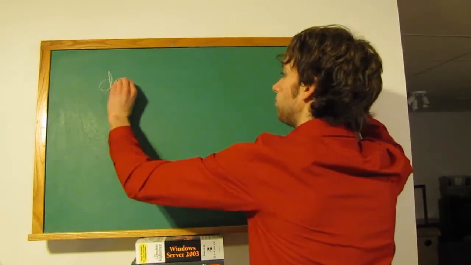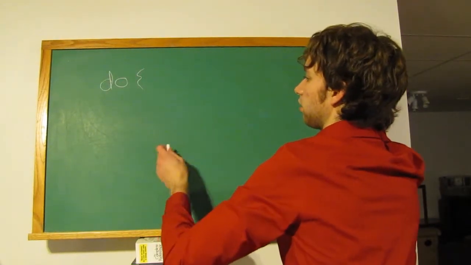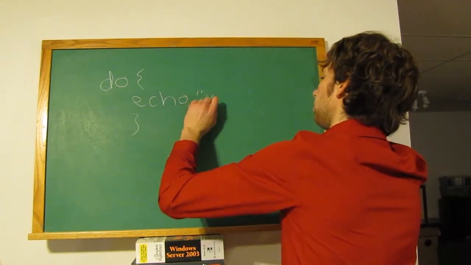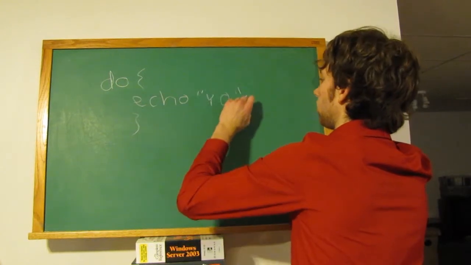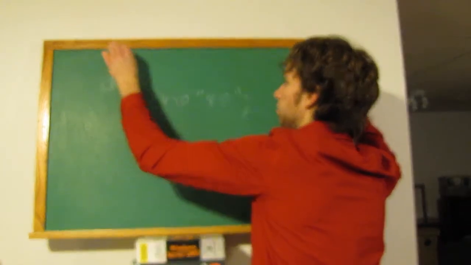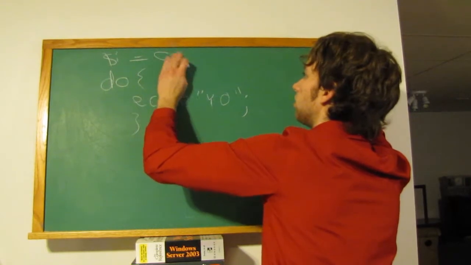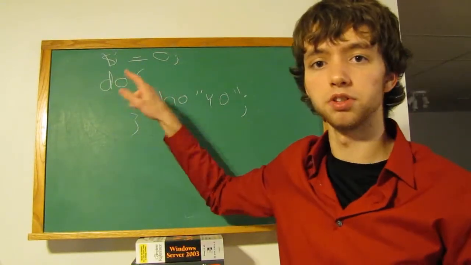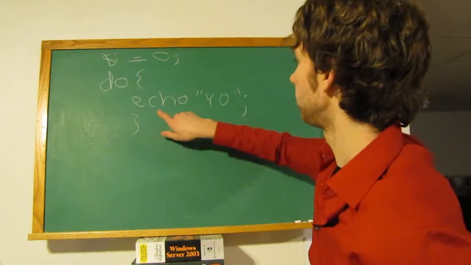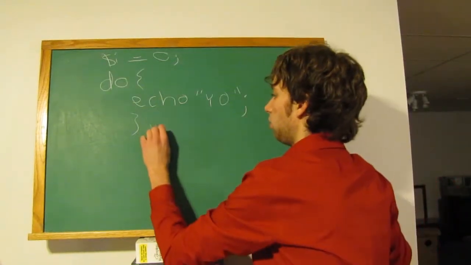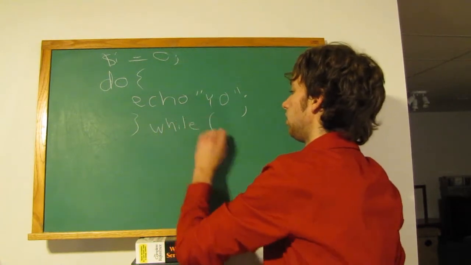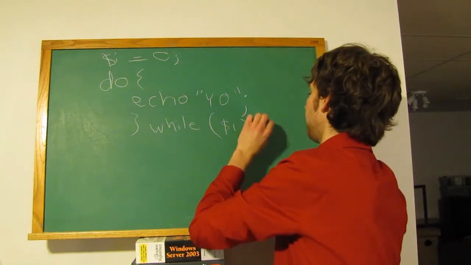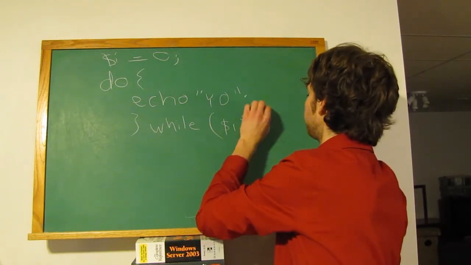You say do, and then within these curly braces, we could say echo "yo". And we could define a variable, so the variable $i is equal to 0. Now, this is what we're going to do: do echo yo, while, and then within parentheses, we could say while variable $i is greater than 0.